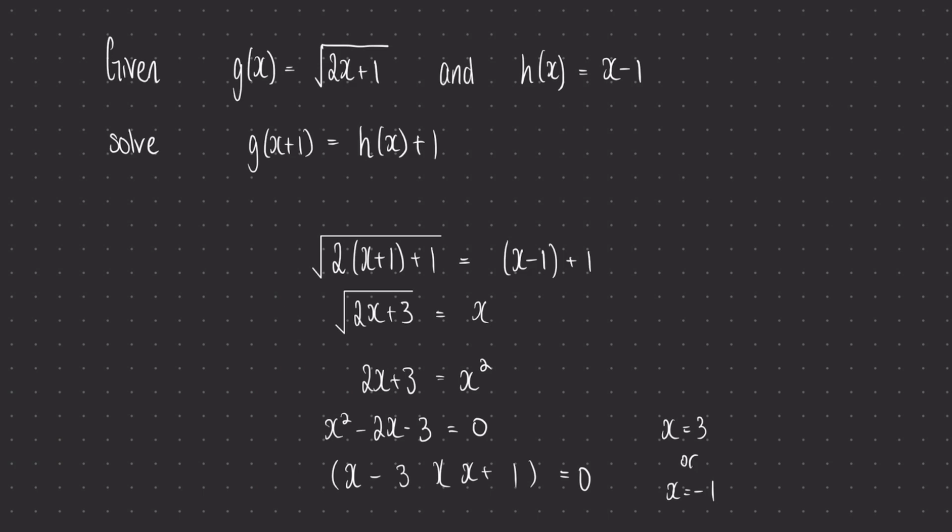Let's double check that both of these work. Well, going to g of x, we see g of x has a square root. Now this square root means that nothing inside the square root can be less than 0. We can't square root negative numbers. If we try to input minus 1, we would find minus 2 plus 1, which is minus 1. We can't square root minus 1, therefore x equals minus 1 can't be an answer, and so our final answer is x equals 3.